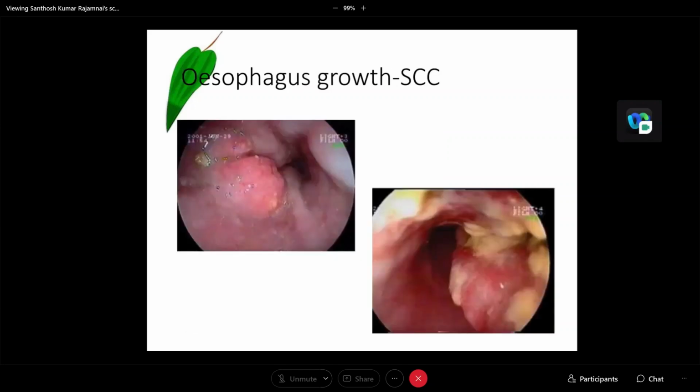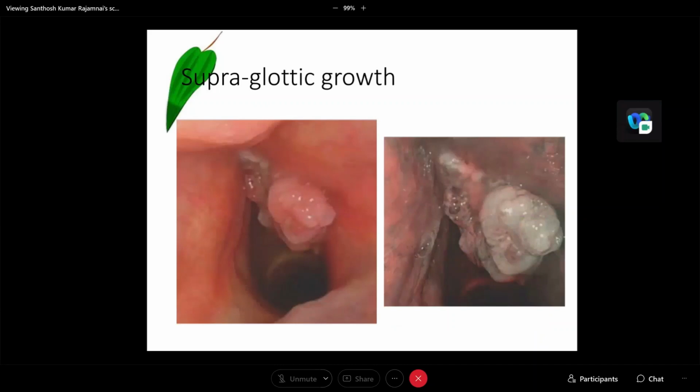Esophageal growth can also present with neck swellings. So this is growth of the mid esophagus. There is malignancy of the mid esophagus. You can see proliferative growth in the mid esophagus, or you can even say ulceroproliferative growth in the mid esophagus, and ulceroproliferative growth in the supraglottic region.